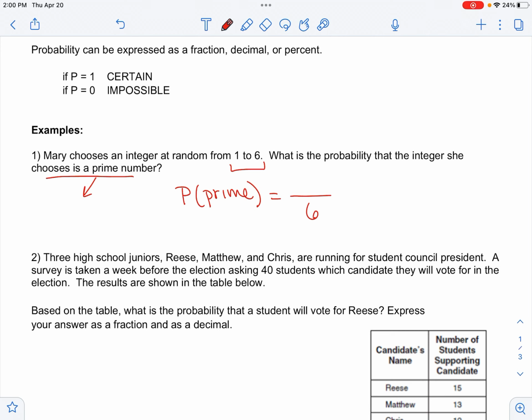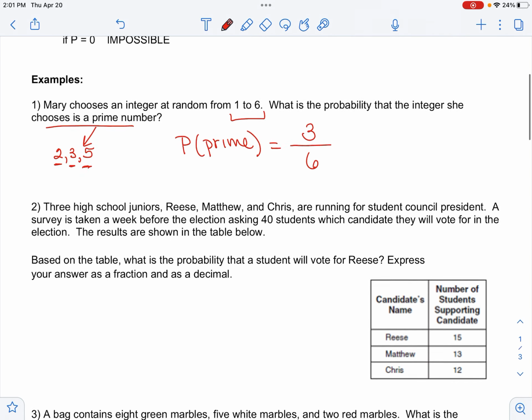So from 1 to 6, 1 is not prime, 2 is prime, 3 is prime, 5 is prime. Those are your numbers that have exactly 2 factors, 1 and itself. So that's 3 favorable outcomes, 2, 3, 5, out of the 6 total numbers that you could choose.